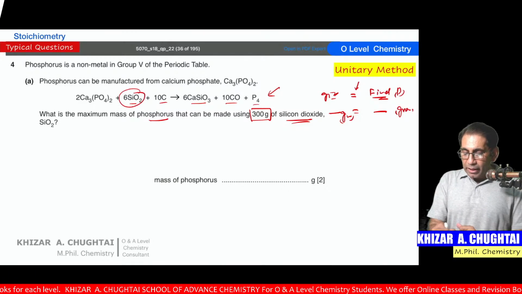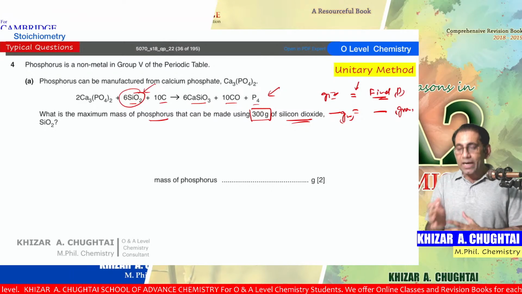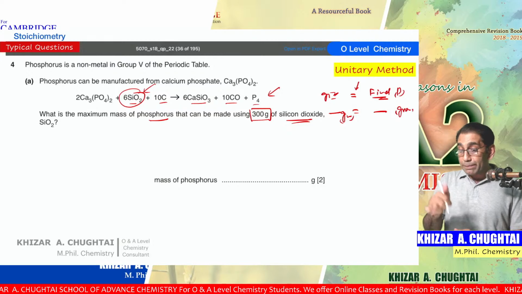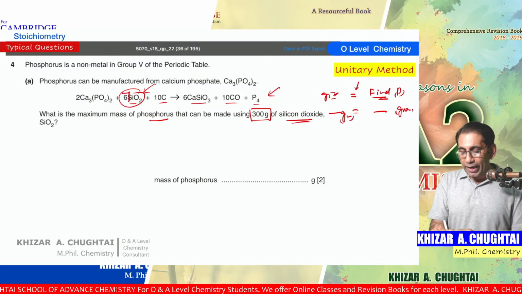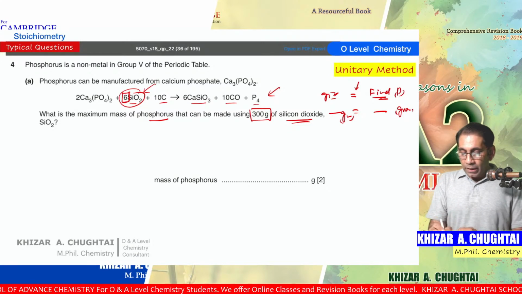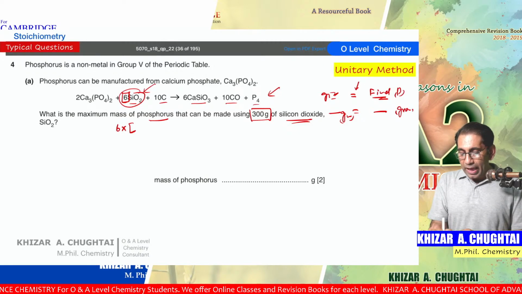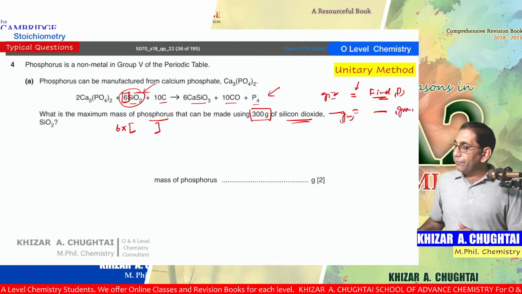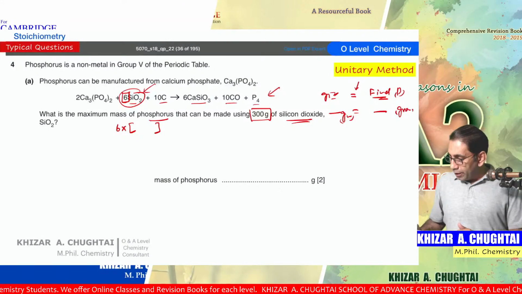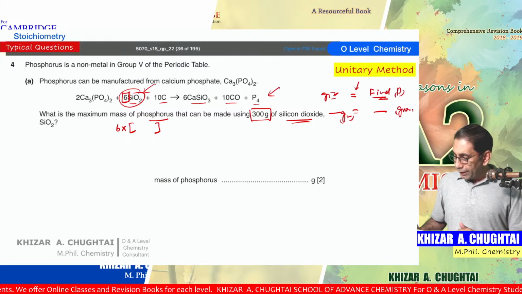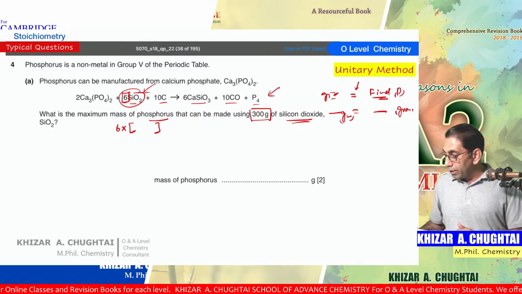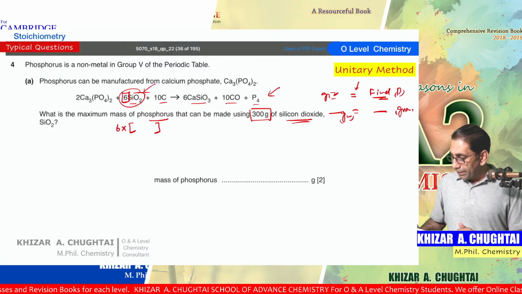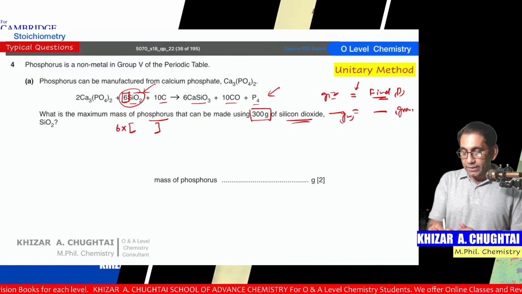From the balanced chemical equation, calculate the mass of SiO2 with respect to 6 moles. Don't forget to multiply this 6. 6 into the Mr of this SiO2. What is the Mr of silicon? That is 28. 28 plus 32 for oxygen, and it's equal to 60 multiplied by 6, and the answer is 360.